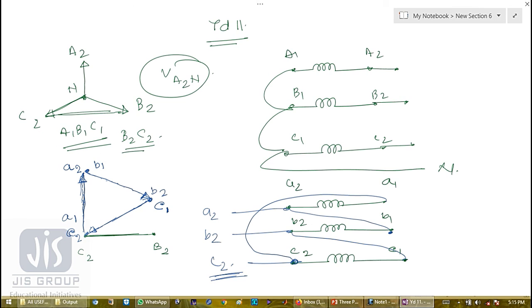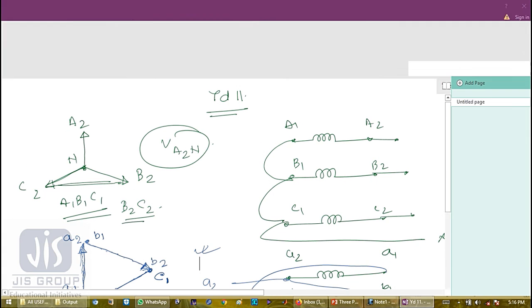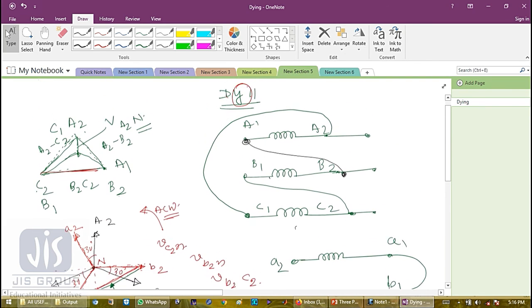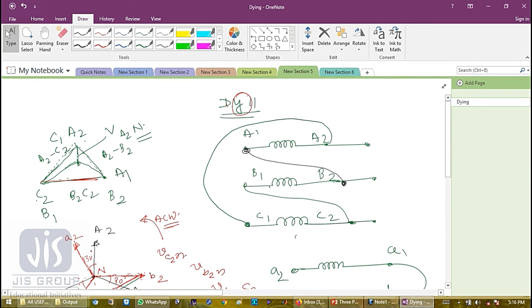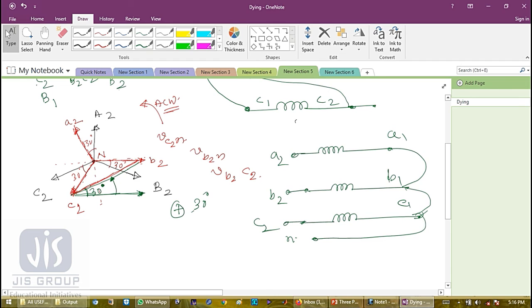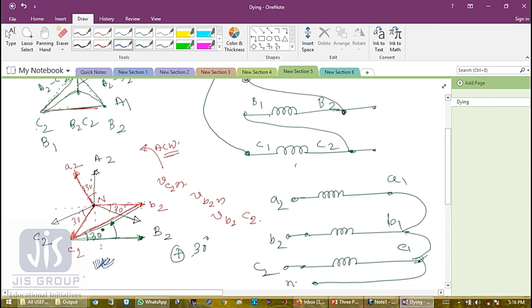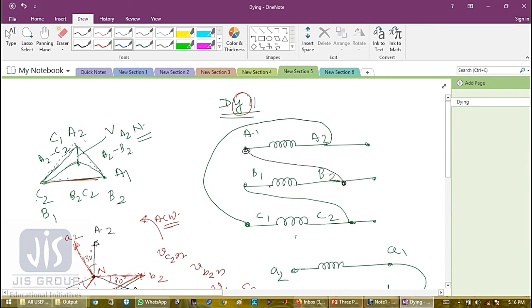Okay, so this is YD11, and previously we have drawn DY11. I hope this is my DY11. So in DY11, what we will do, we will draw the secondary phasor diagram first for our ease of drawing, and from the secondary we will draw the primary, and then we will draw the winding connection diagram.